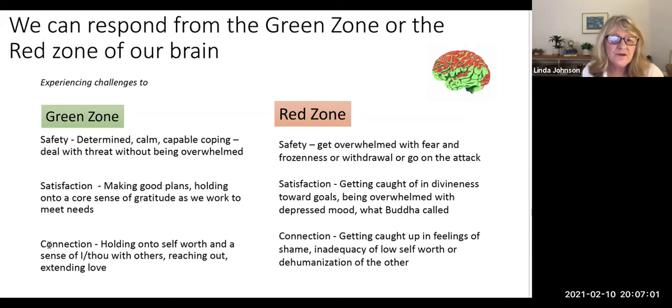And then when we feel threats to connection, we can hold on to our self-worth and a sense of I-thou with others, which means seeing the person as a live human being and not an it. I-thou versus I-it, which is dehumanizing the other, right? So feeling a sense of I-thou, reaching out and extending love, whereas another approach is getting caught up in feelings of shame, inadequacy, or low self-worth, or dehumanization of the other.